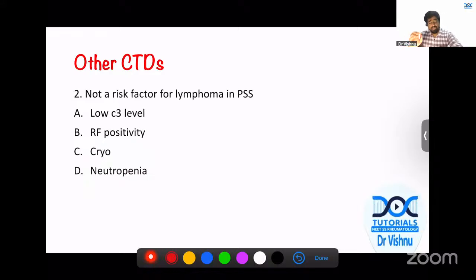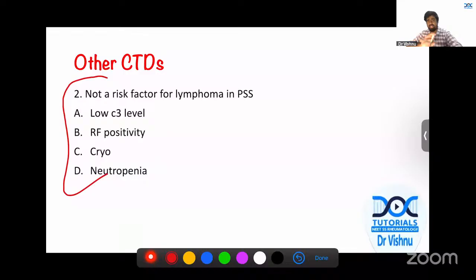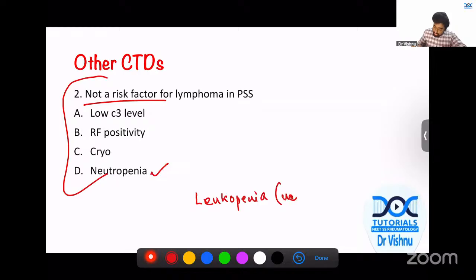Not a risk factor for lymphoma. Again, this is a question that I focus upon a lot in every allied test, whenever I teach. This is something that is very commonly discussed in conferences, in quizzes, a very common question, mentioned in Harrison also. So again, one obvious doubt, kind of a trick, was, is it neutropenia or lymphopenia? So which is not a risk factor? Neutropenia is a risk factor. So neutropenia and leukopenia, these are the two words that you should remember. These two are risk factors.